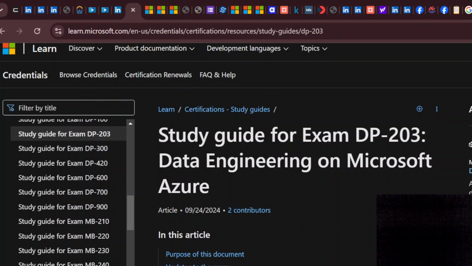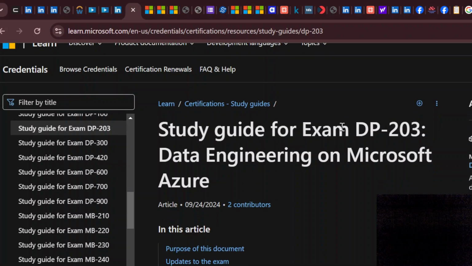Today I would go through this study guide for exam DP 203 Data Engineering on Microsoft Azure. So why I'm specifically going through the study guide for DP 203 is because it covers almost 80 to, I think, 90%. It covers the subjects around Microsoft Azure.